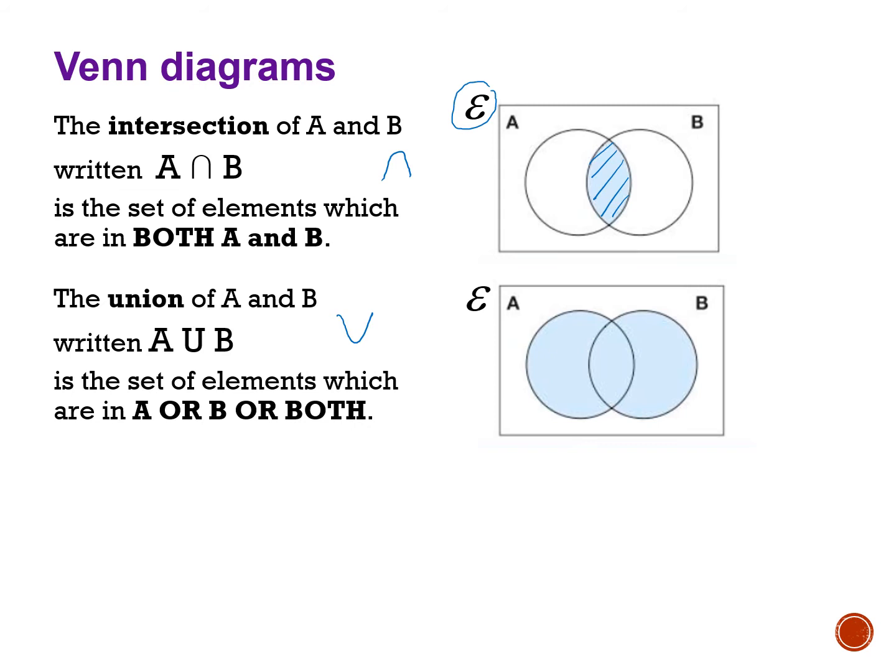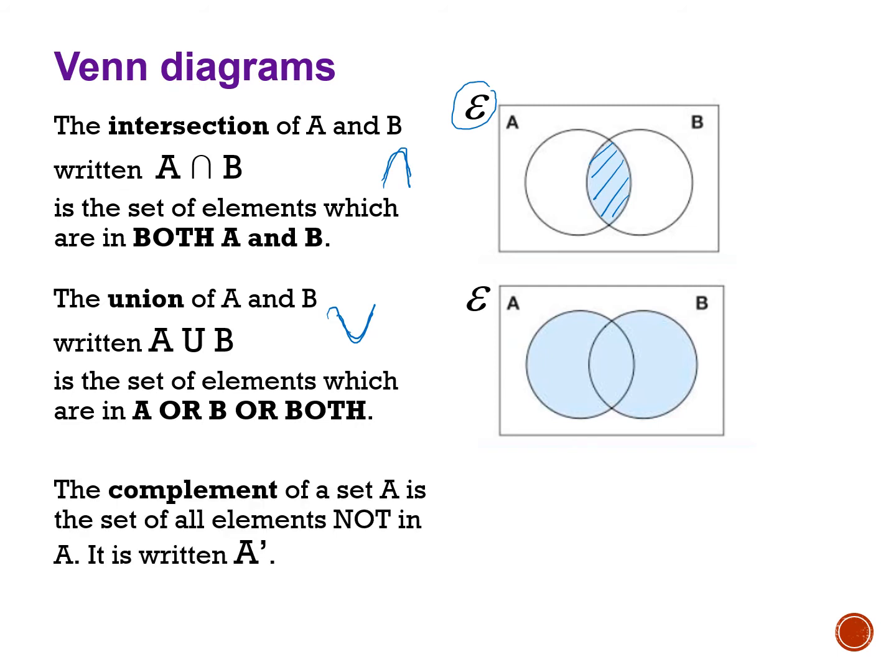So it's all of the elements that are in either A or B, or indeed both of them. Okay, and that's the union of A and B. So it's joining the sets together. Again, this terminology, this notation, you need to remember because it comes up in questions. So union, a big U, intersection, upside down one.